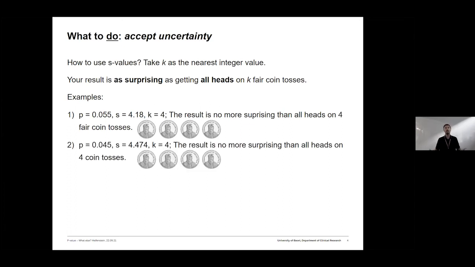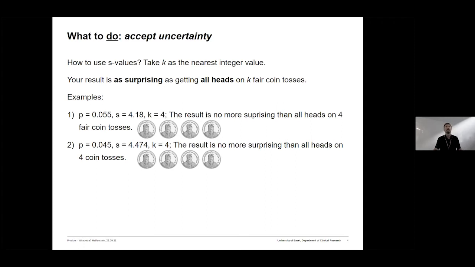Let's imagine that the p-value now is slightly below the dramatic threshold of 5%. S is slightly above 4.4. K is still 4, and you basically have a result that is virtually the same as the previous one. So your result is no more surprising than having all heads on 4 coin tosses. So it's not that surprising.